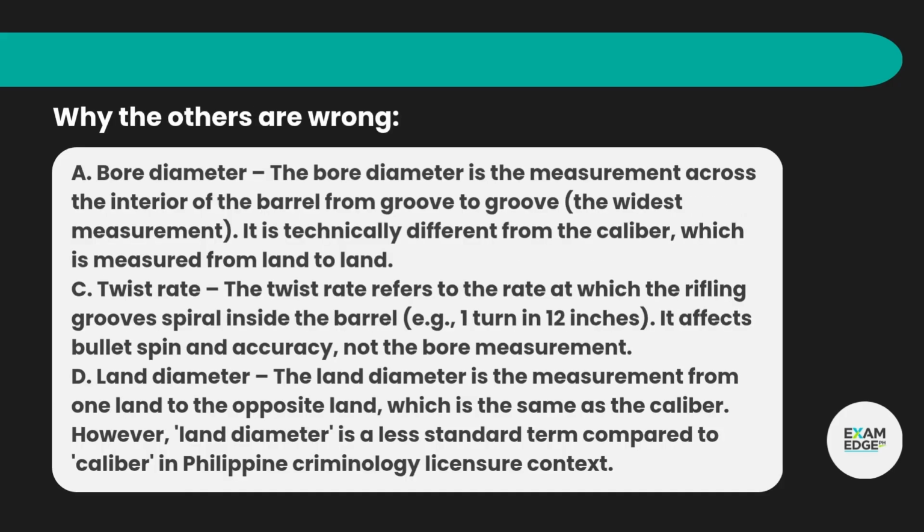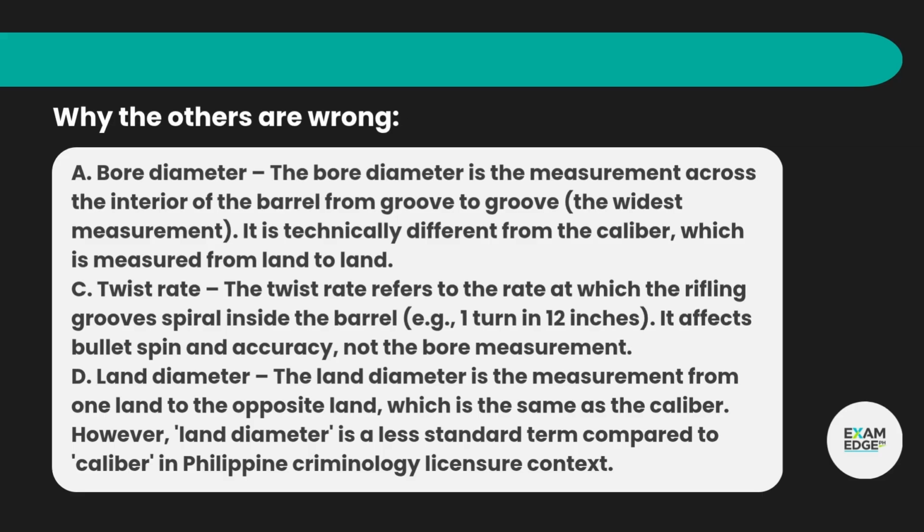Why the others are wrong? A. Bore diameter. The bore diameter is the measurement across the interior of the barrel from groove to groove, the widest measurement. It is technically different from the caliber, which is measured from land to land. C. Twist rate. The twist rate refers to the rate at which the rifling grooves spiral inside the barrel, e.g., 1 turn in 12 inches. It affects bullet spin and accuracy, not the bore measurement.